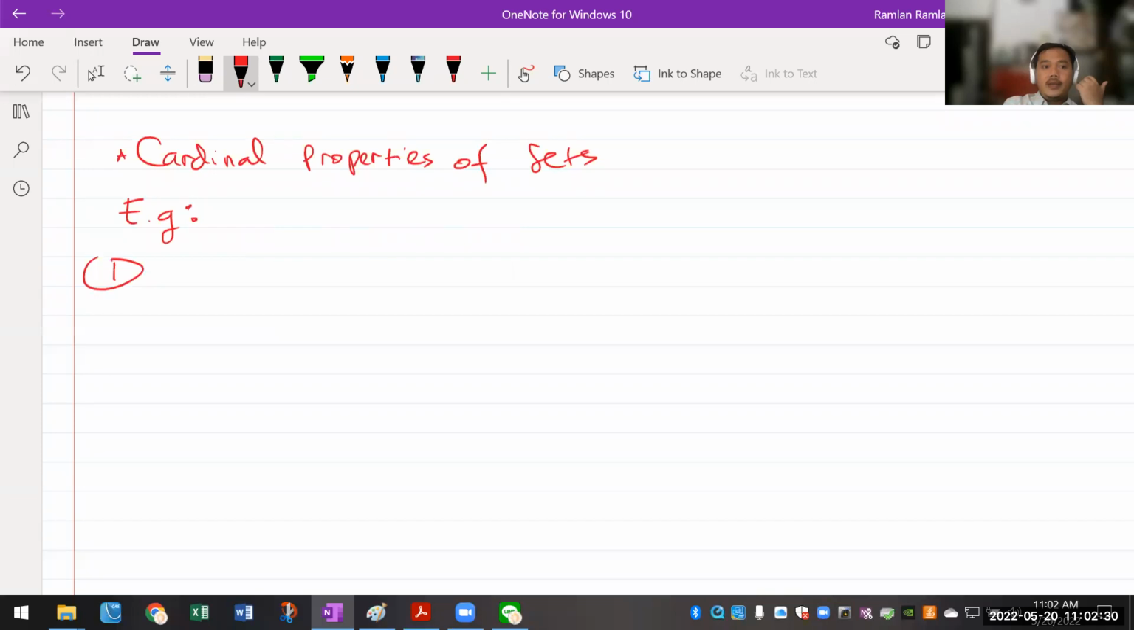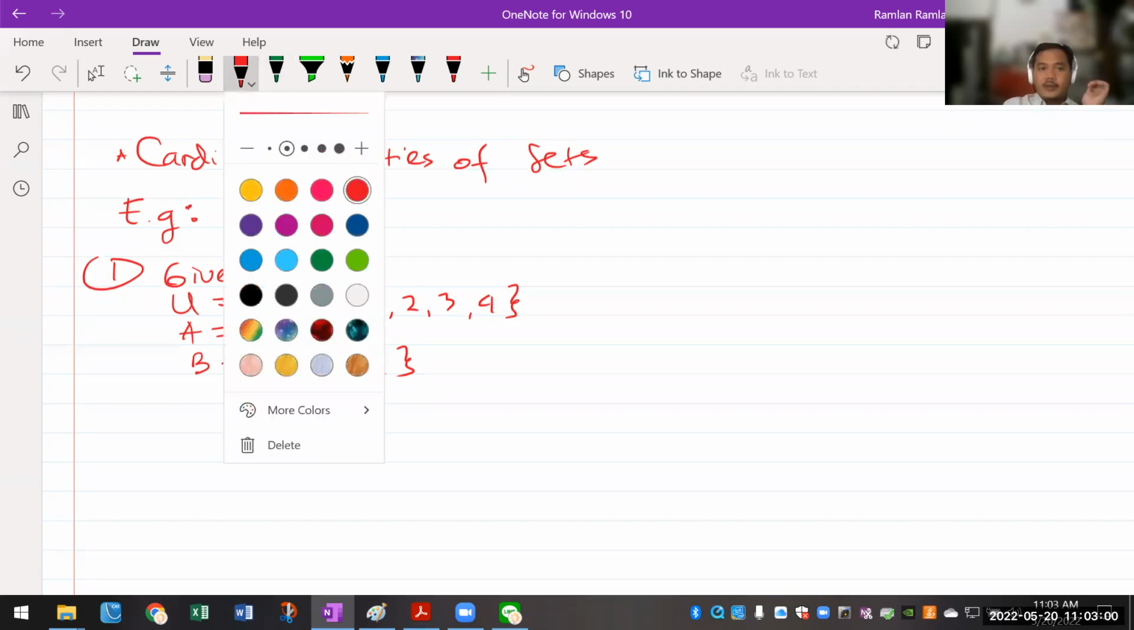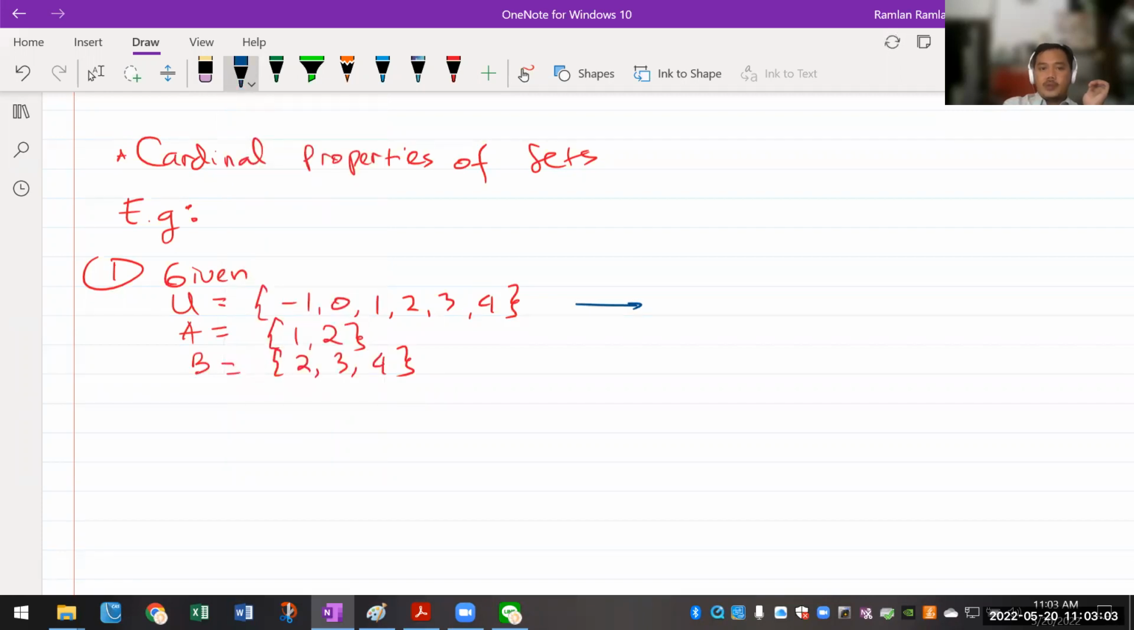For example, number 1, I have a given universal set is equals to -1, 0, 1, 2, 3, and 4. And then I have set A is equals to 1 and 2, for example. And then I have set B, the elements are 2, 3, and 4. Okay, so before we go to the formulas, actually we have a formula for this one. I'm going to ask you the cardinal number for each of this set. So, n(U), this one is n(A), this one is n(B).